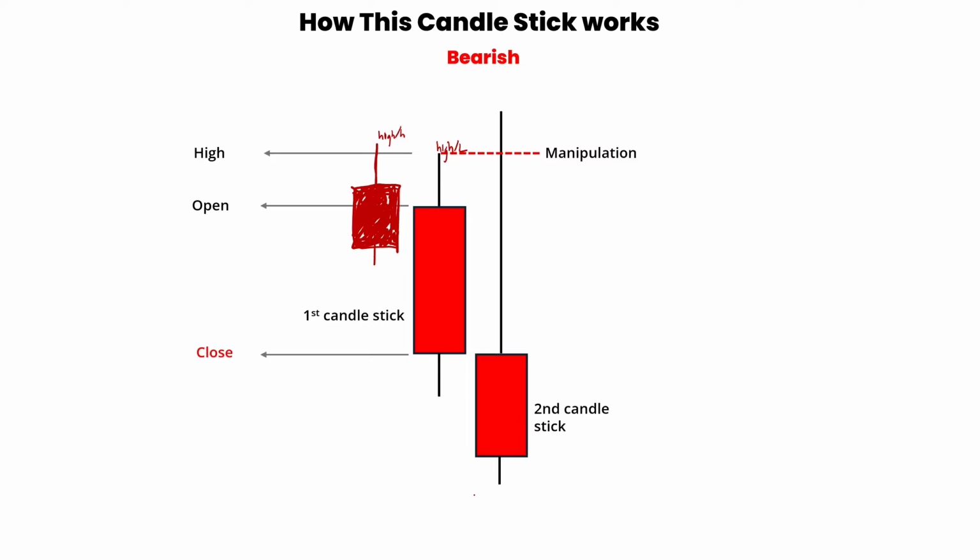But then this candlestick trades above, it manipulates this high and manipulates this high. So it goes to show that those people who put their stop losses around this area here will be stopped out. The people who put their stop loss on this first candlestick and even the second candlestick will be stopped out by this third candlestick.